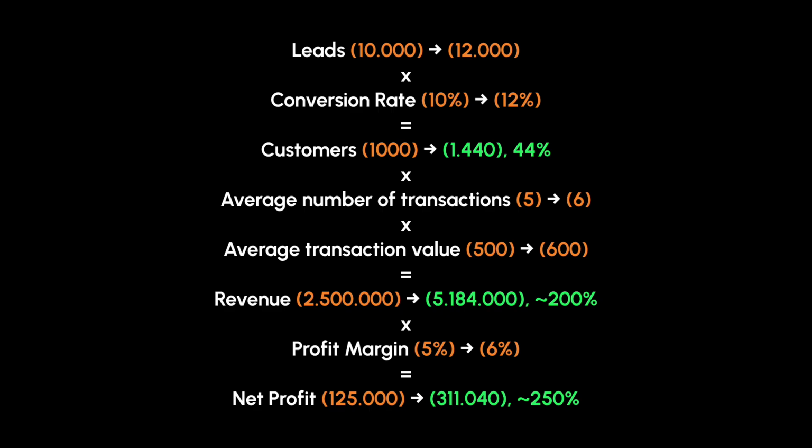If we increase the average number of transactions per year from 5 to 6, and the average transaction value from 500 to 600, we already more than doubled our revenue. Now profit margin goes from 5% to 6%, and we have a final net profit of 311,000, which means a 250% improvement in final net profit. So the conclusion is very simple. These 5 variables matter a lot because if you improve each one by just 20%, your net profit doesn't grow by 20%. It grows by 250%.